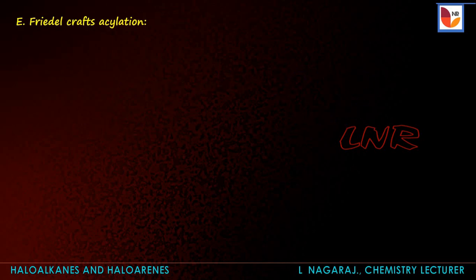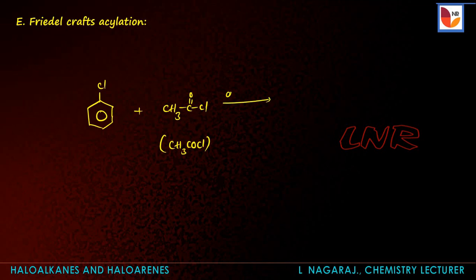And next, let us see the acylation of chlorobenzene, that is, chlorobenzene reacts with acetyl chloride, that is CH3C double bond O Cl, acetyl chloride, or simply it is represented as CH3COCl, in the presence of anhydrous AlCl3, aluminum trichloride. So the electrophile, that is the carbonyl carbon, has positive charge, and the halogen has negative charge.